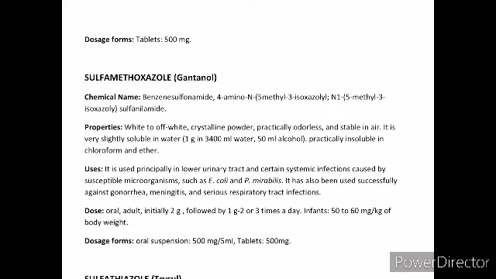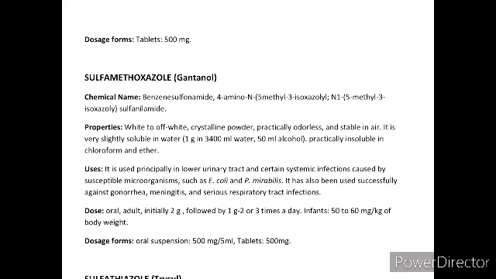This is benzene sulfonamide 4-amino N 5-methyl, so the numbering starts from oxygen 1, nitrogen 2, then you have that 5-membered isoxazole ring, and on that you have 5-methyl. So 5-methyl 3-isoxazolyl 4-amino benzene sulfonamide, or you can write N1 5-methyl-3-isoxazolyl sulfanilamide. Now, white to off-white crystalline powder, practically odorless, stable in air and very slightly soluble in water.